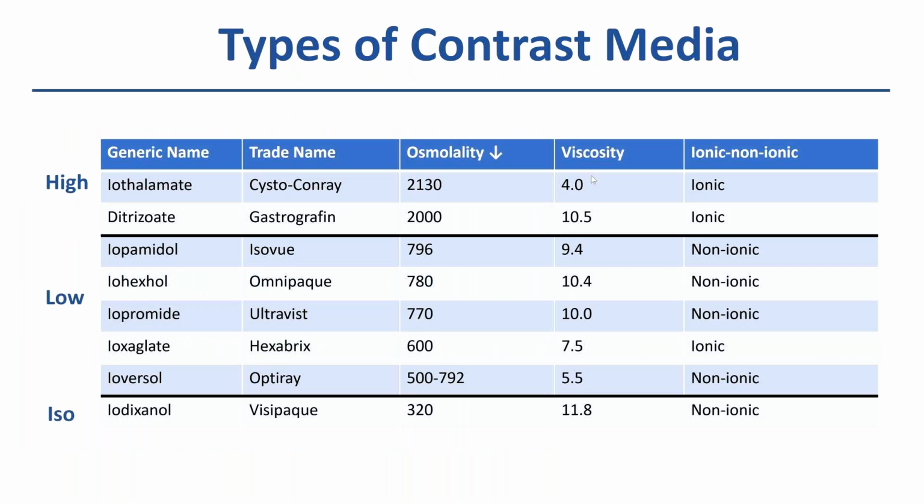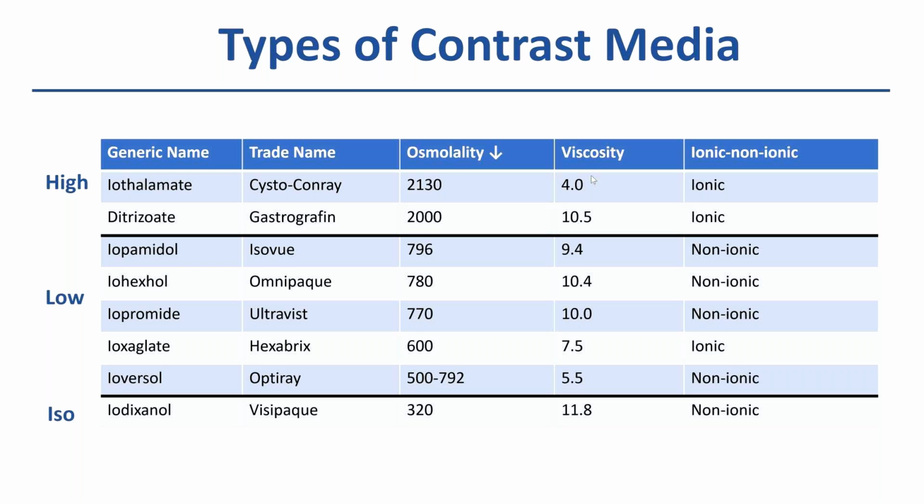So if we look at this table of contrast media, I'm going from the top, which is the high osmolar contrast agents. These are the older generations, ones which most of these studies are based on. And going all the way down to the isoosmolar ones, which are the newer generations, the ones we're using both in human and veterinary medicine commonly.